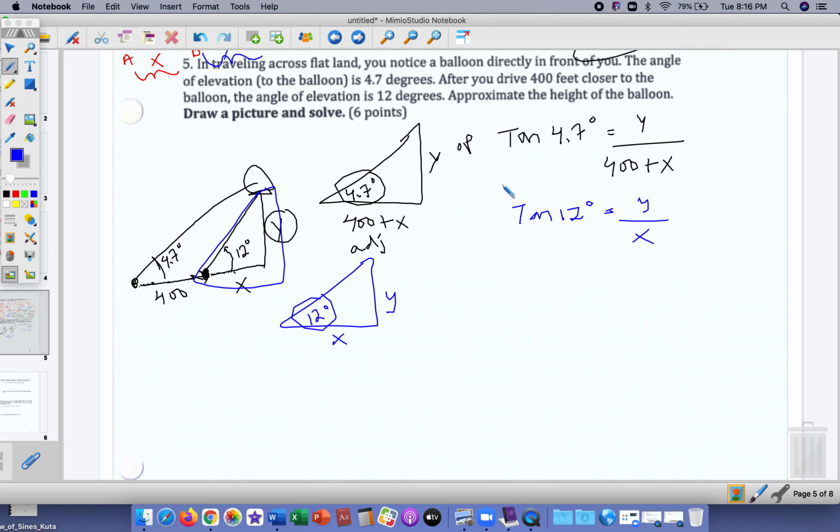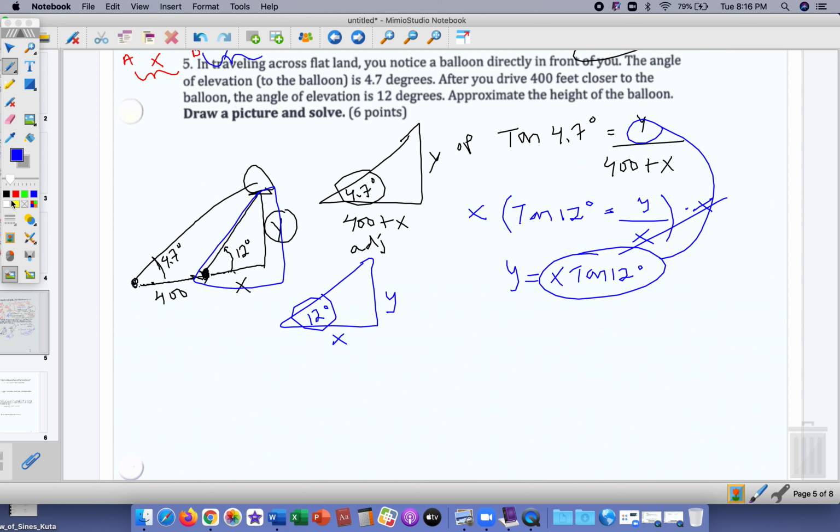Same thing as before, we have two different equations. We need to isolate y from one of them, do substitution and solve. So I'm going to isolate y in the bottom one. So I'm going to multiply both sides by x. So we know y is equal to x times tan 12 degrees. I'm going to do a substitution. I'm going to substitute this into the y in the other equation. So now we'll have tan of 4.7 is equal to x tan of 12 degrees over 400 plus x.